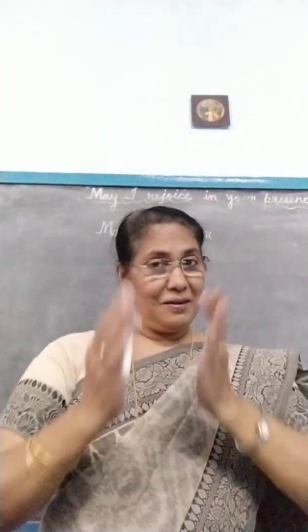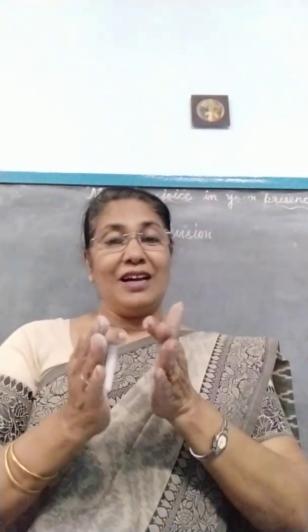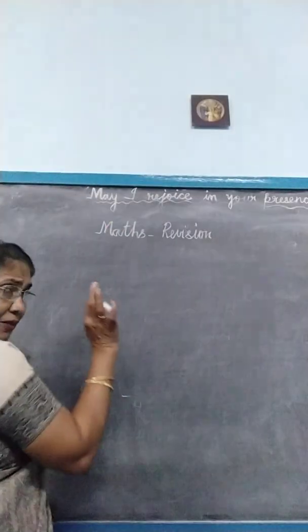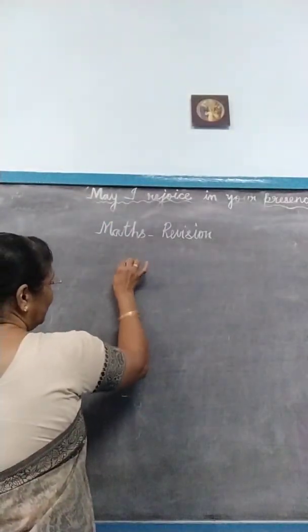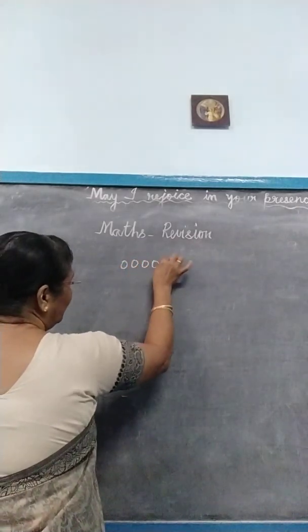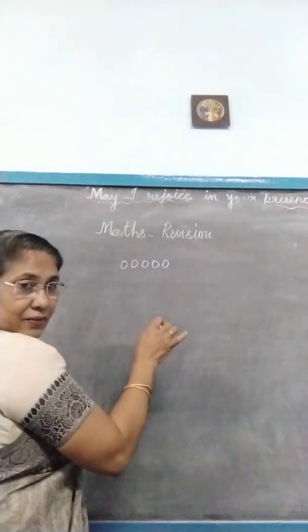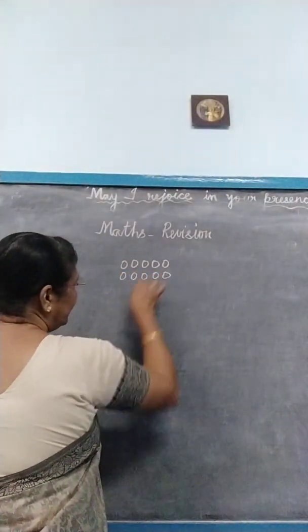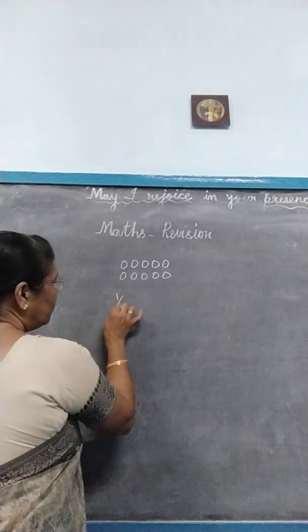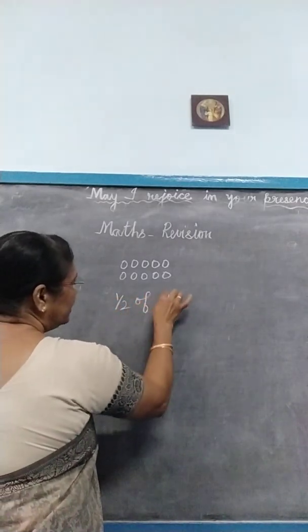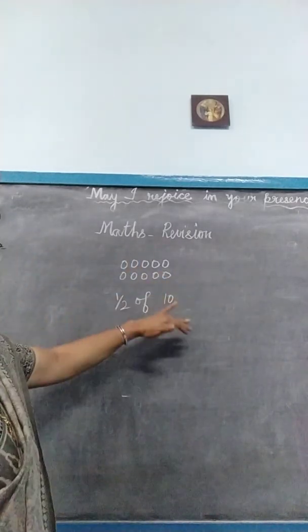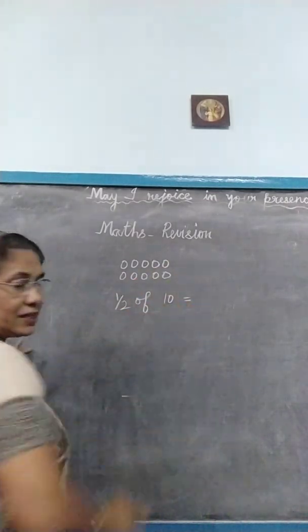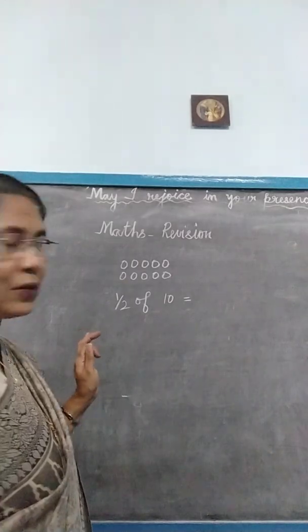Half means half of 10. So half of 10. We'll take 10 first: 1, 2, 3, 4, 5. Are you looking here? 5, 6, 7, 8, 9, 10. Now this is half of 10. Half of 10 is how much? Half of 10 is equal to what, what do you write?